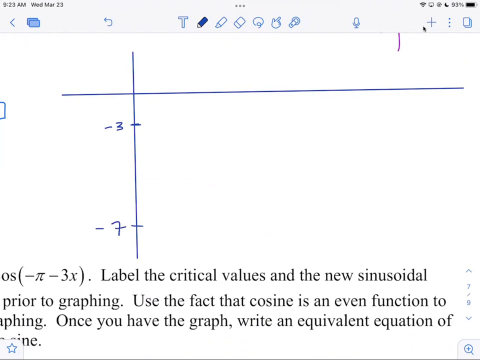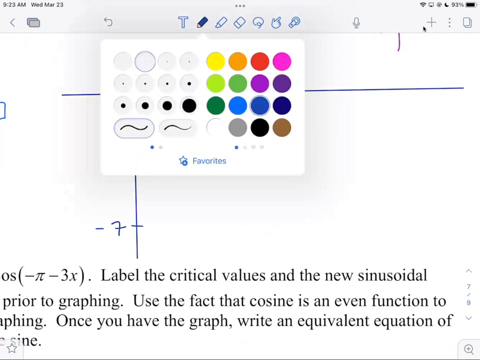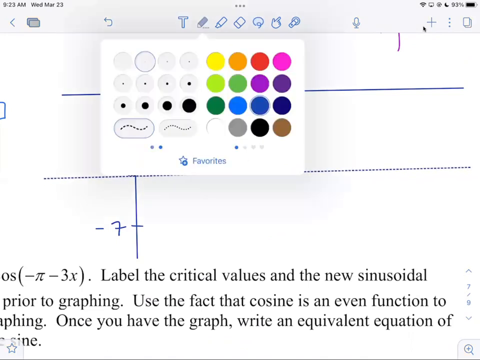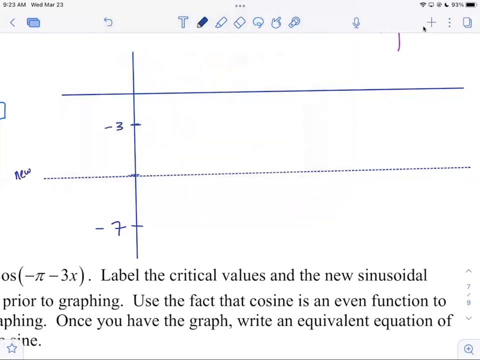Where would your sinusoidal axis now live in relation to those two? Smack dab in what? The middle, right? So let's draw that as a dotted line, and I'll use Notability for that. That looks good. Move it up a little bit. Nice. Okay, so this is now essentially your new x-axis, but we call that the sinusoidal axis. Now, where is that? It's -5, right? So let's label that as -5.